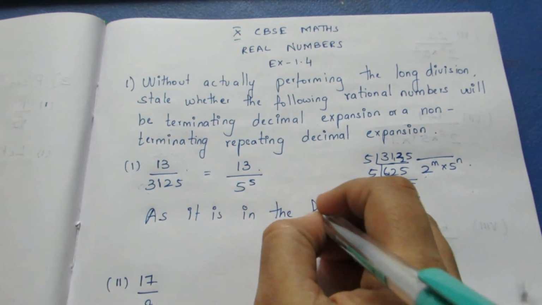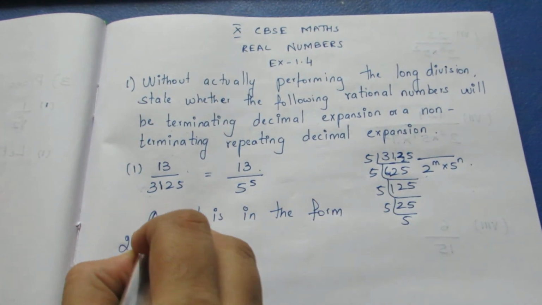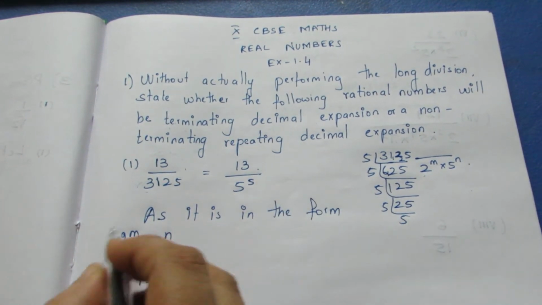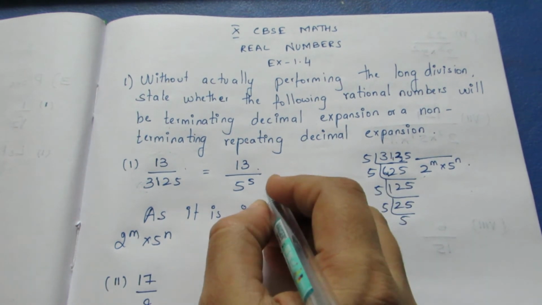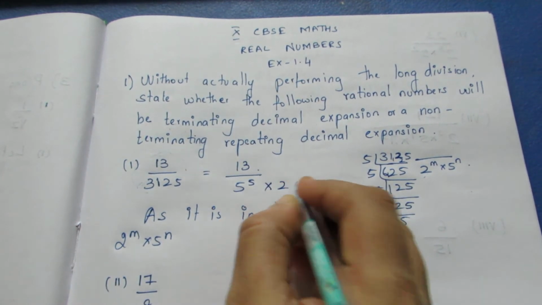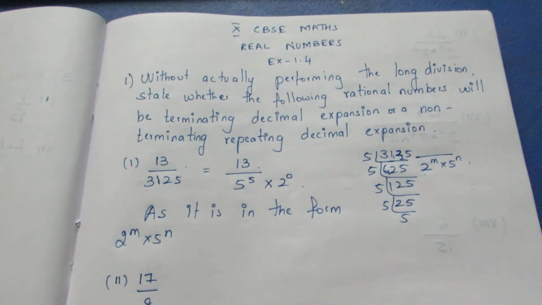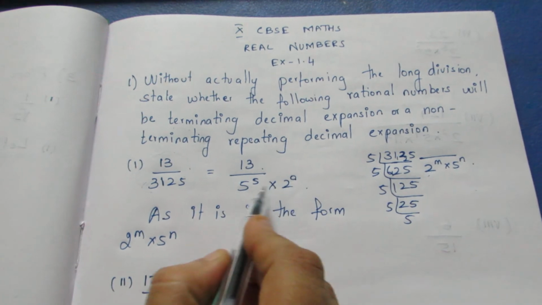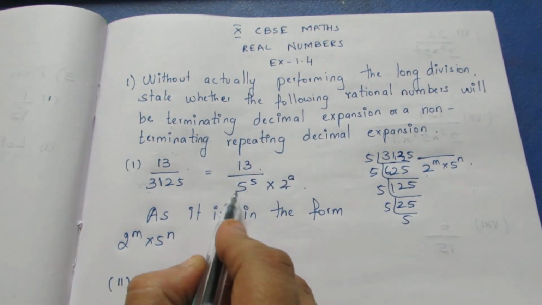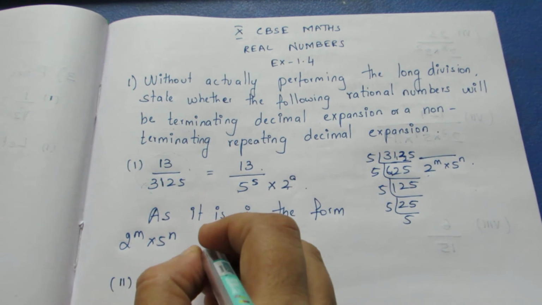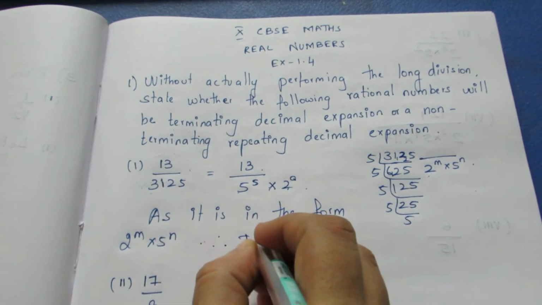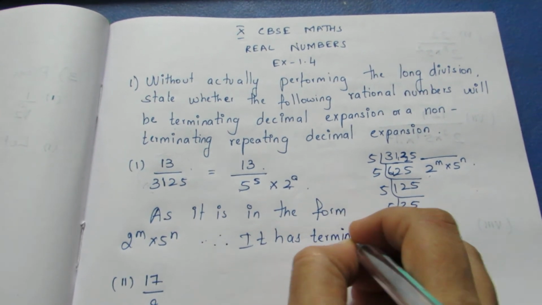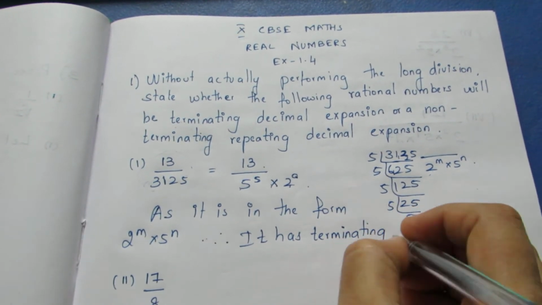As it is in the form 2 power m into 5 power n, you can ask me where there is no 2 power m and how I am writing 2 power m over here. If there is no number, we can write the power as 2 power 0, because anything with the power 0 will be 1. So it is in the form 2 power m into 5 power n. Therefore, it has a terminating decimal expansion.